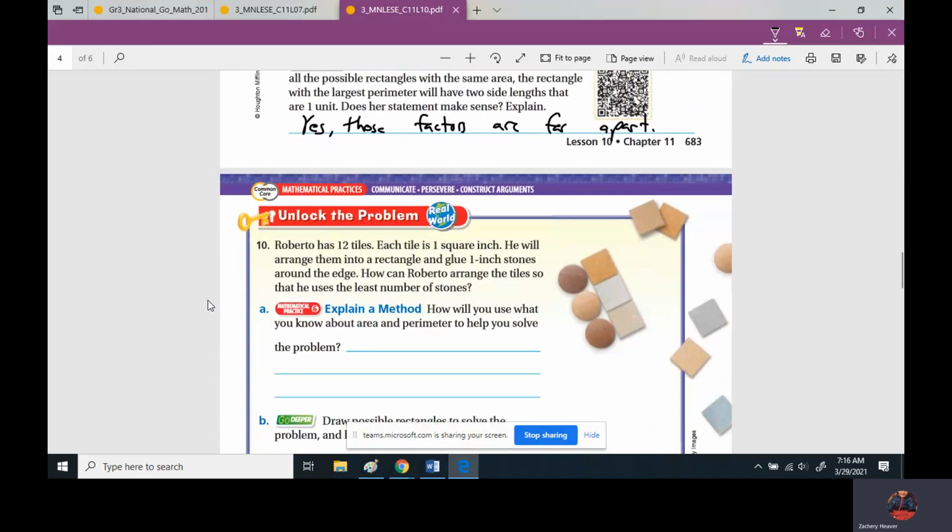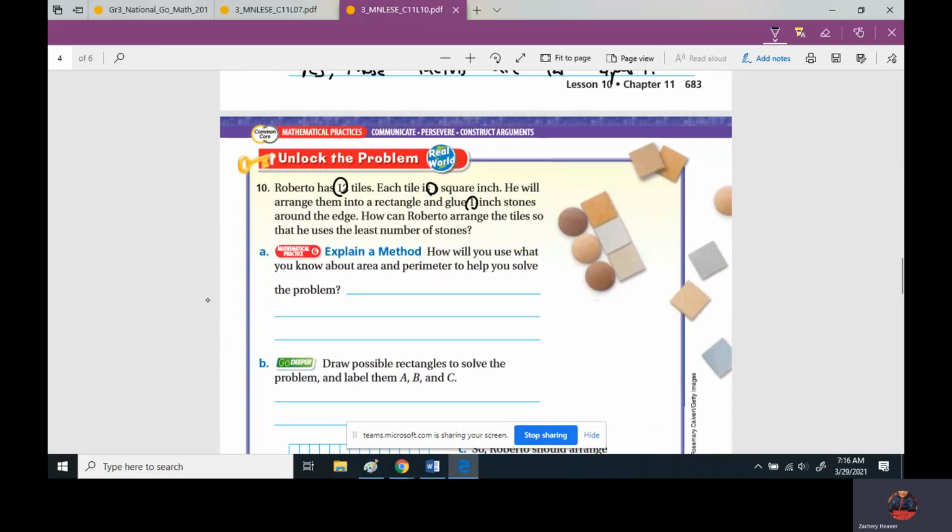Number 10 says, Roberto has 12 tiles. Each tile is 1 square inch. He will arrange them into a rectangle and glue 1-inch stones around the edge. How can Roberto arrange the tiles so that he uses the least amount of stones? Well, he wants to use the least, so we have to find the factors that are closer. We have 1 times 12. We have 2 times 6. And then we have 3 times 4. And that's it. So which of these is closest together? It's 3 times 4.